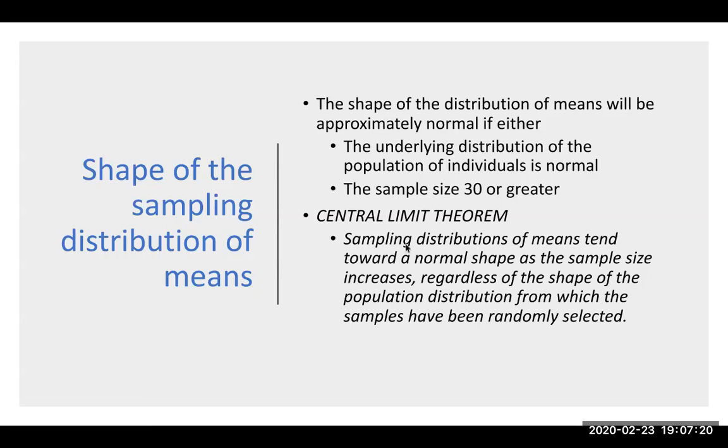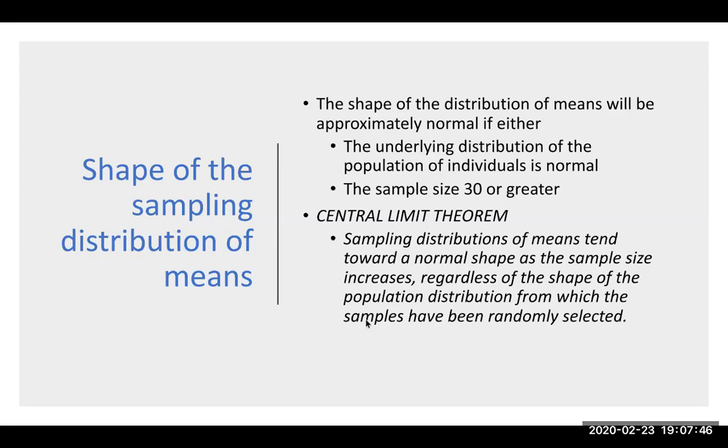So the sampling distribution of means tend toward a normal shape. That means they tend to be normally distributed as the sample size increases, regardless of the shape of the population distribution from which the samples have been selected. This means that the distribution of means will be normally distributed regardless if it's a positive skew originally.